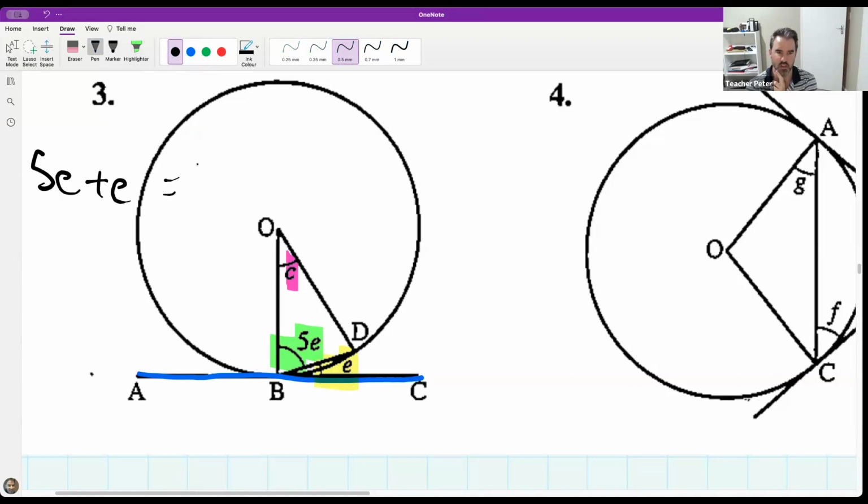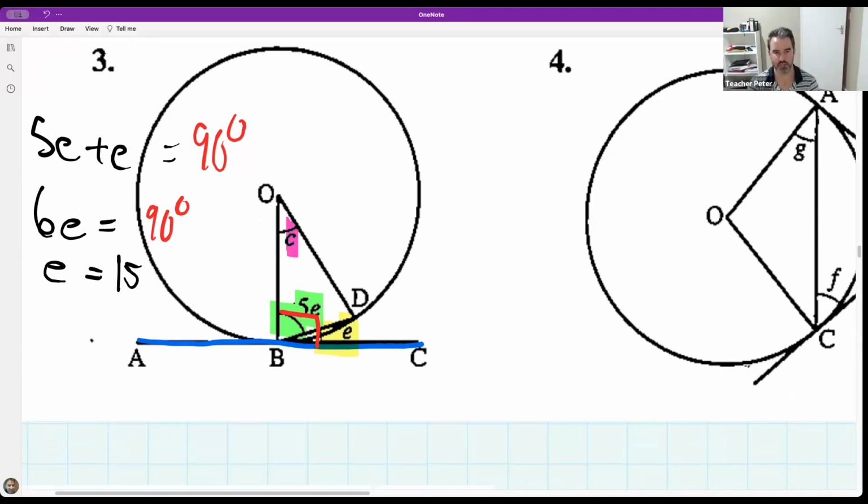I think it will be equal to, well, I suppose 6e, yes, but isn't this tan radius? So can't we say this is 90? Like this whole big thing is 90. So then if 5e plus e is 90, that actually means that 6e is 90. And now what is e going to be? Yeah, I'm just going to divide it by 6, and we get e is 15.